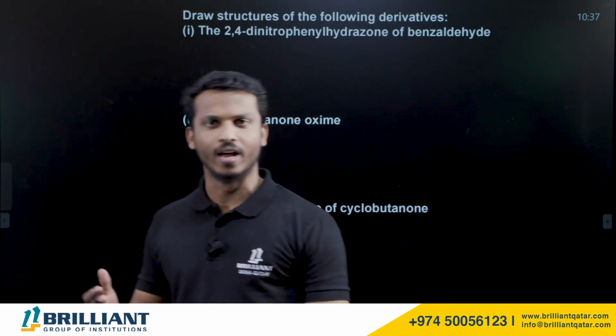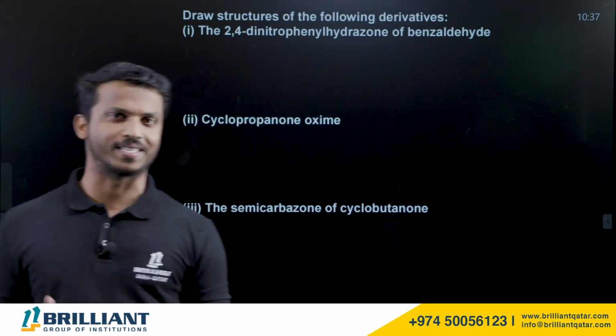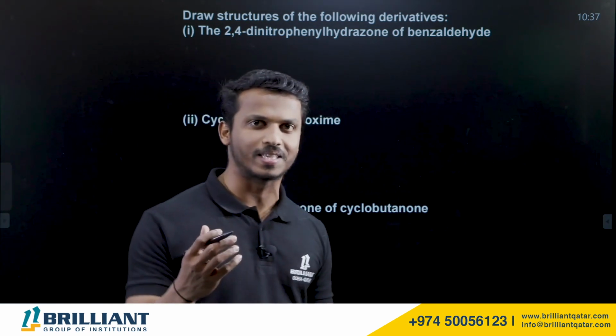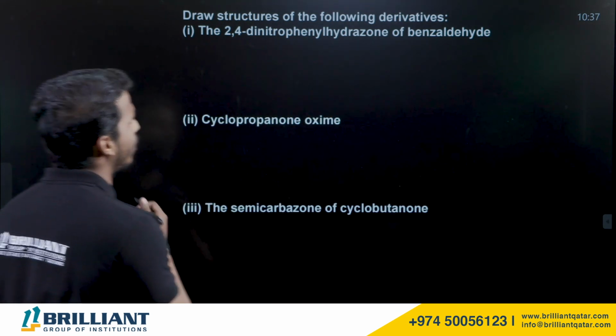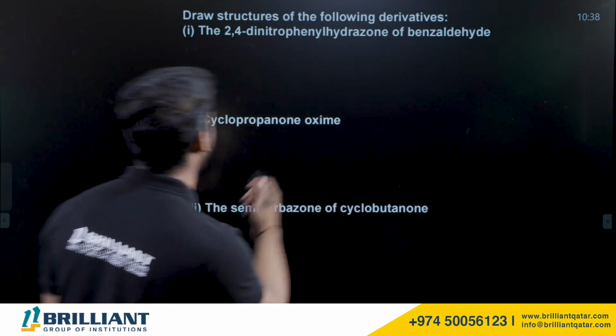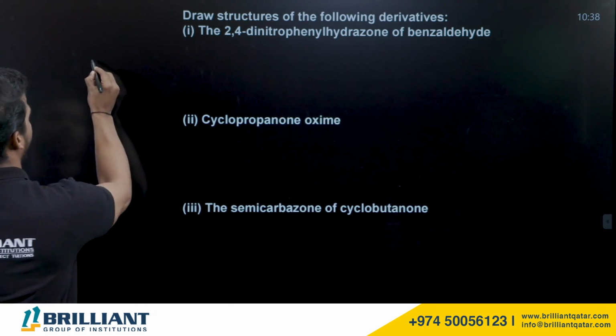2,4-dinitrophenylhydrazine. That is called what? The 2,4-DNP test. Right? You know, the 2,4-DNP test is given by all aldehydes and ketones. Right? So, 2,4-dinitrophenylhydrazone of benzaldehyde. Let me take your benzaldehyde here, all of you.